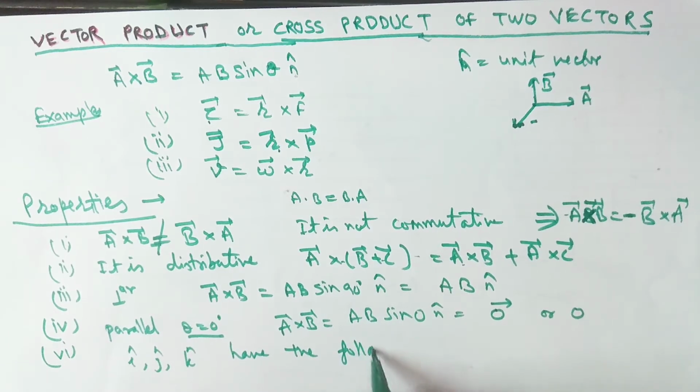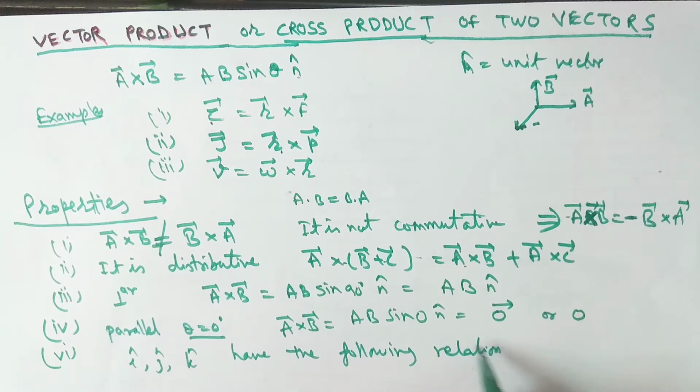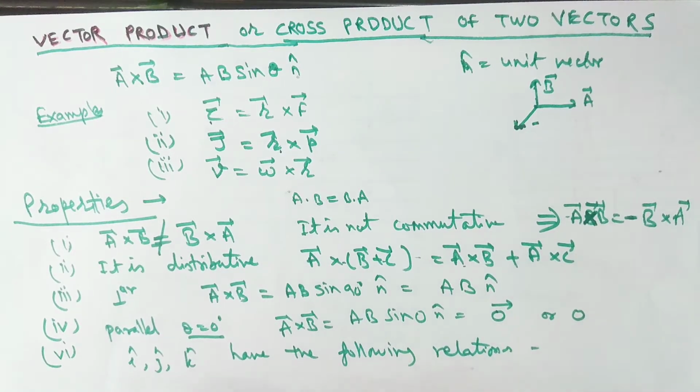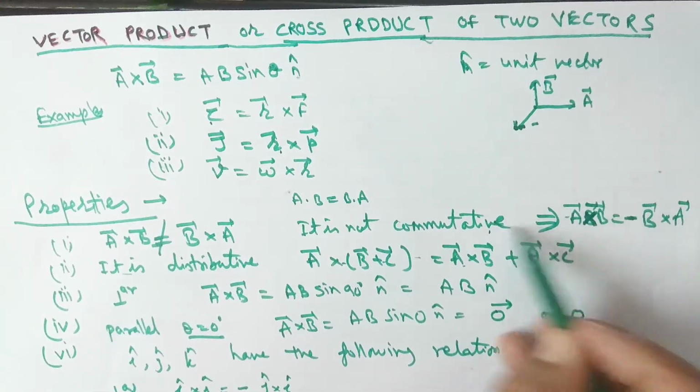You have to remember the following relations. Suppose we discuss two types, that is perpendicular and parallel. Vector I cross J is equal to minus J cross I, because the cross product is not commutative.